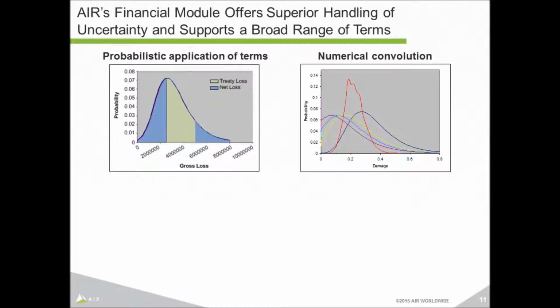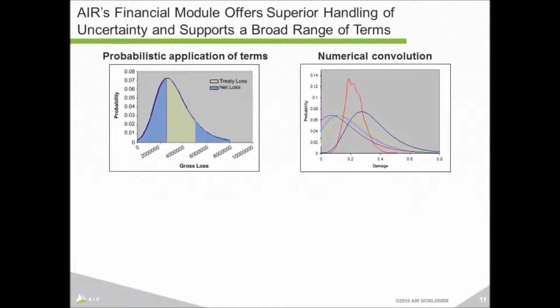Returning to numerical convolution, another advantage is its time savings over simulation-based methods. While simulation shares the advantage numerical convolution has with regard to properly modeling all possible loss outcomes, the number of simulations required to reach convergence is quite large, and in general would result in longer loss analysis times than the numerical convolution approach. Our probabilistic application of terms and use of numerical convolution together provide our clients with superior treatment of uncertainty in their underwriting processes.